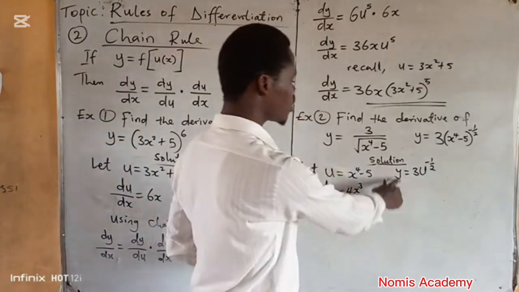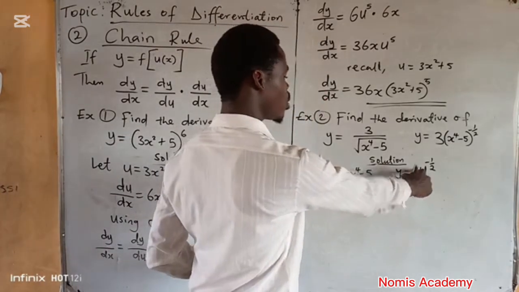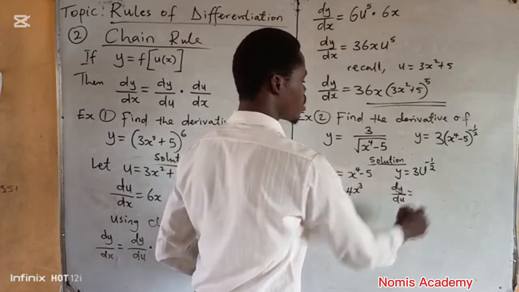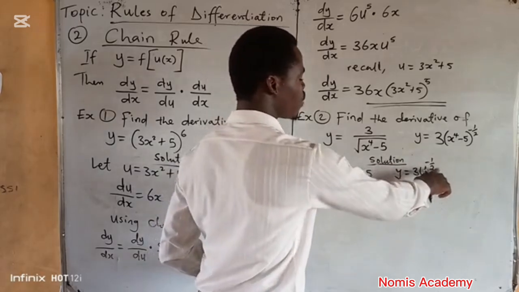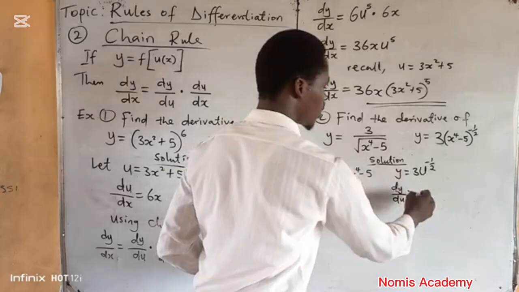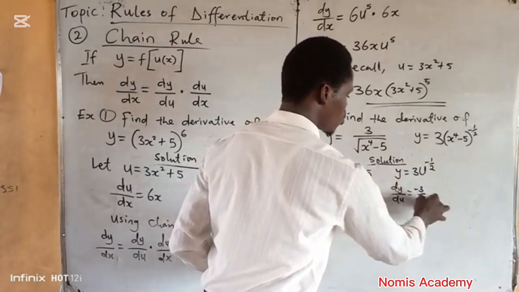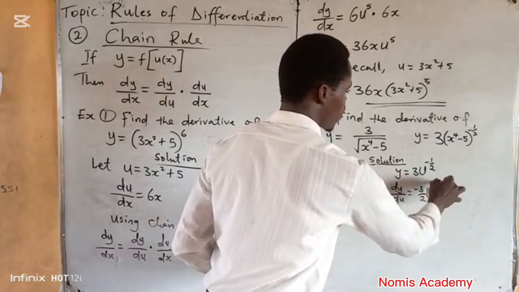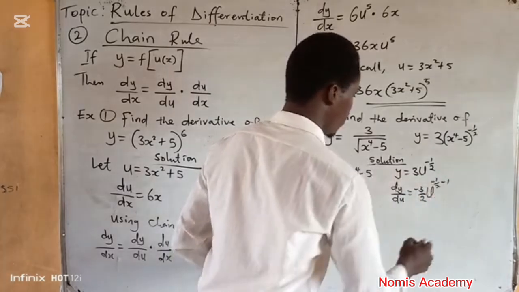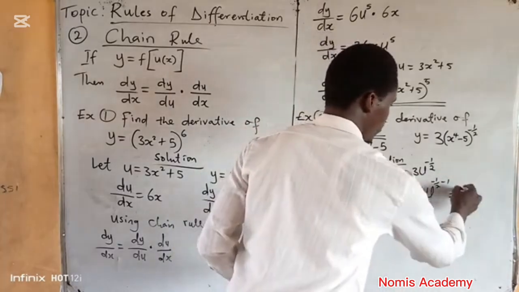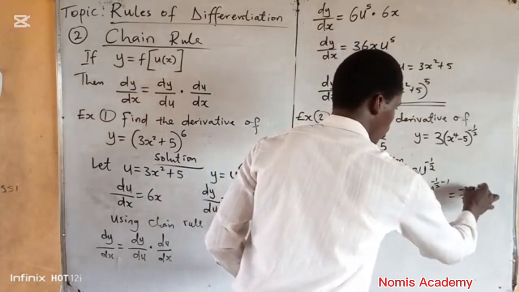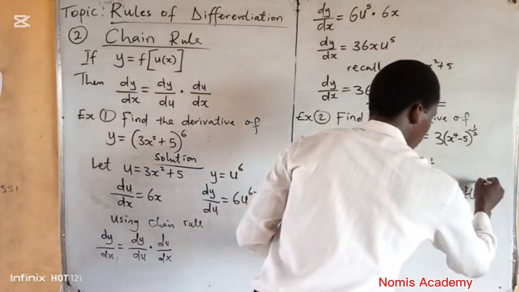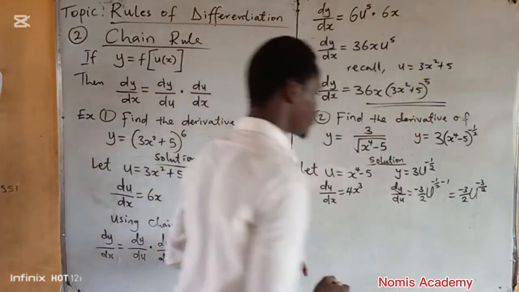Alright, the next one, we are going to differentiate y with respect to u. And that will be dy over du equal to minus 1 over 2 multiplied by 3, and that will give us minus 3 over 2 u raised to the power of minus half minus 1, which is minus 3 over 2.